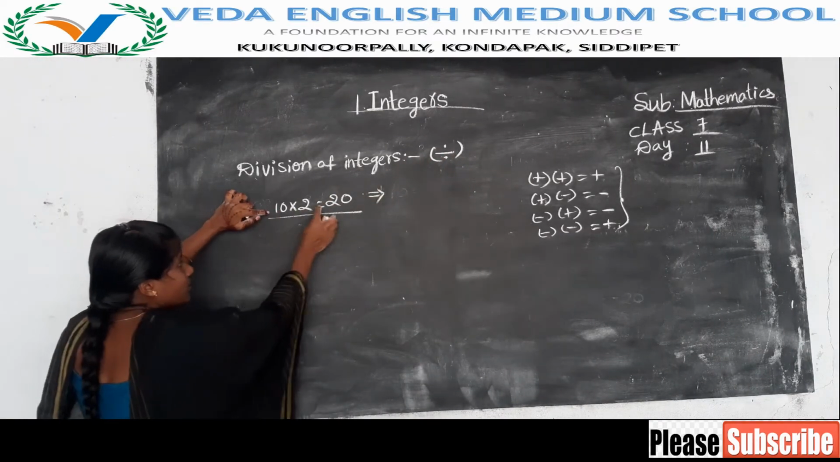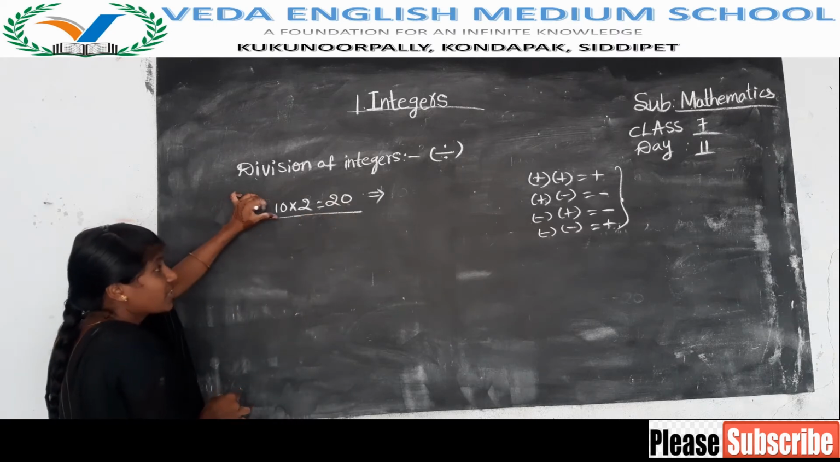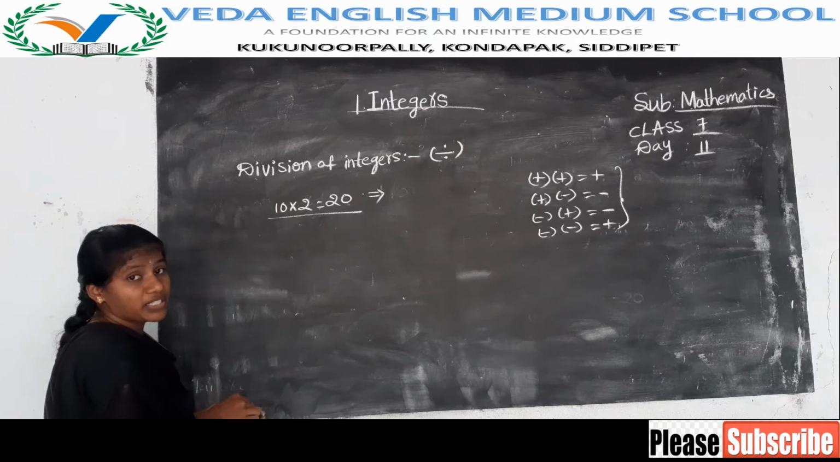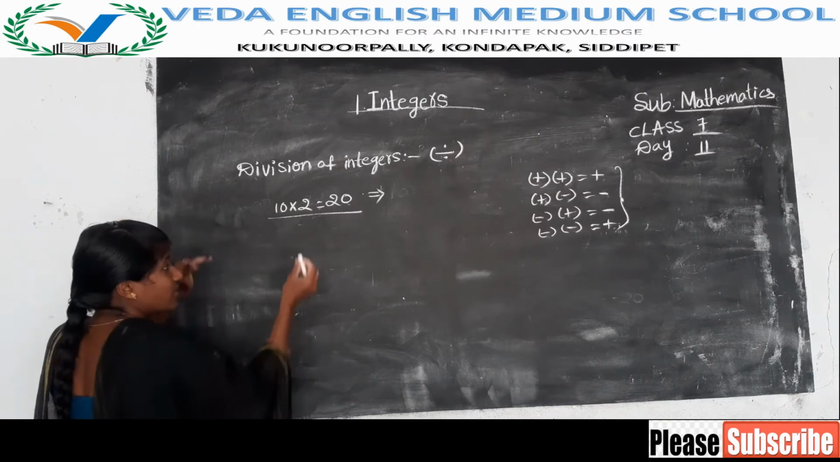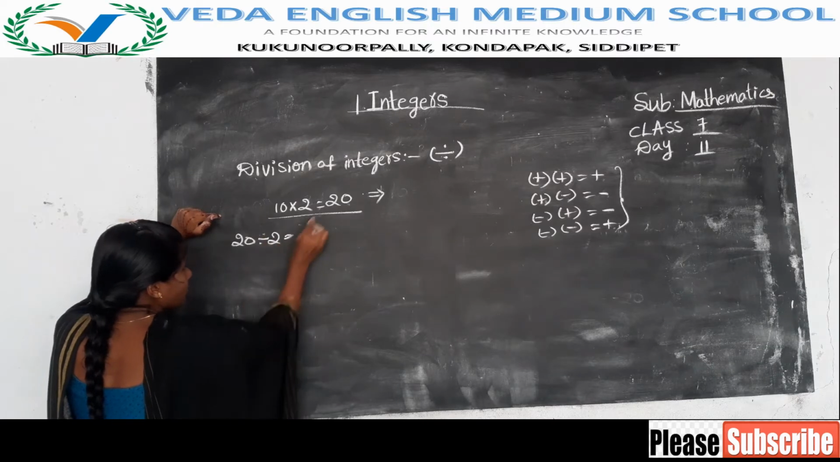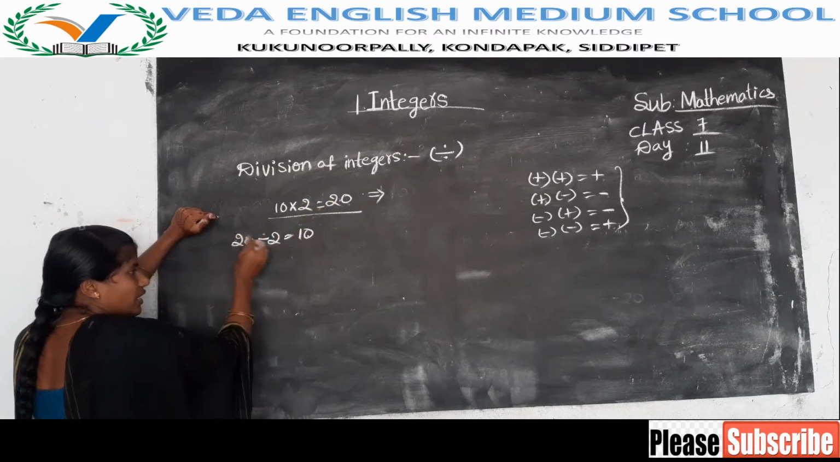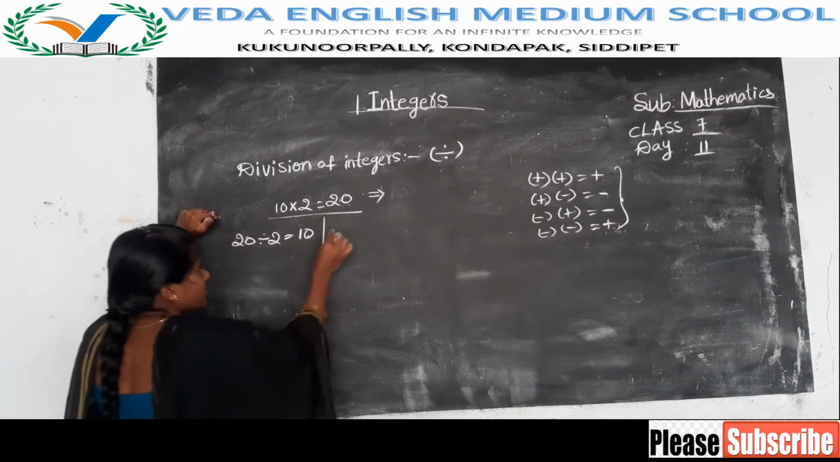Now, 10 twos are 20. It is one multiplication statement. From this multiplication statement, we can write two division statements, two division facts. How to write? First, 20 divided by 2 gives 10. That is one division fact.